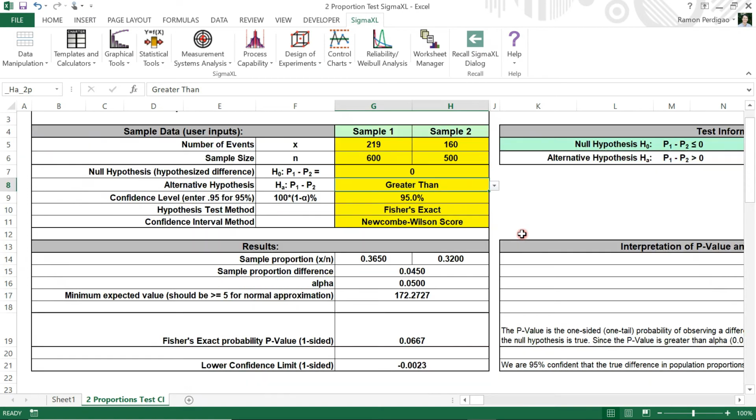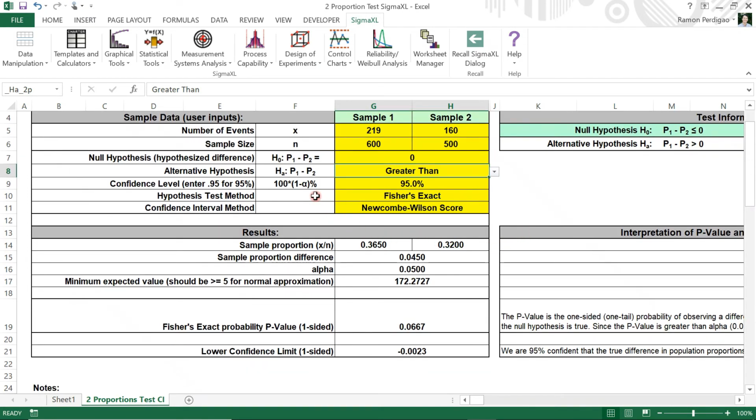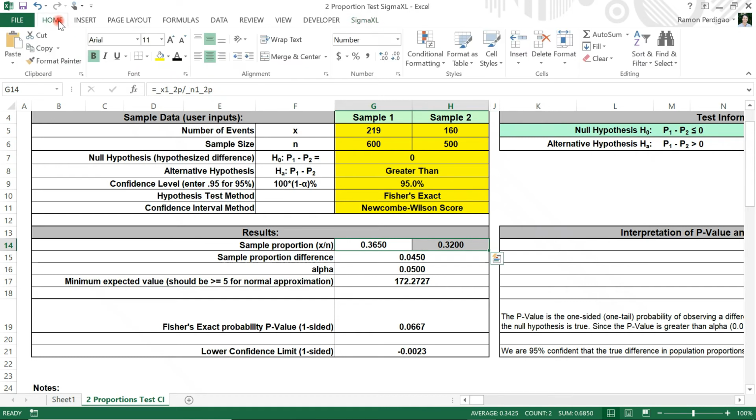What we can see here is that because my alpha risk was 5%, my confidence level is 95%, so it's 1 minus your alpha risk. We have the results on Fisher's exact and Newcombe-Wilson score. The results table here will show my proportions, which, if I just go back to the formatting here, is exactly what I had on that previous spreadsheet. The sample proportion difference is 4.5%, then my alpha risk, and then my p-value.